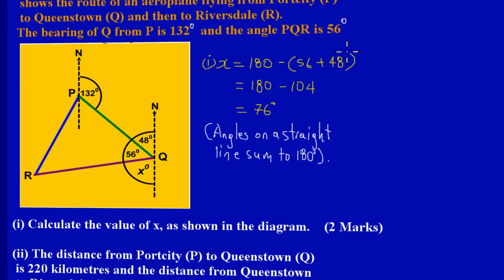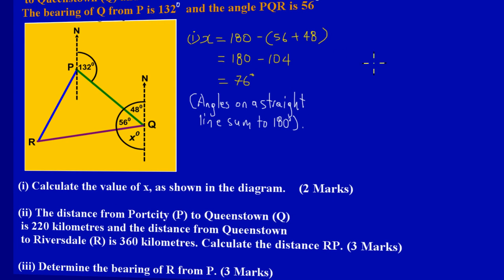Now quickly let's jump into part 2 of this question. Let me just split the screen here a bit. In part 2 they're stating that the distance from Portcity P to Queenstown Q is 220 kilometers. So let's quickly put those values in. They're saying this distance from Portcity to Queenstown is 220, so I'm just going to put 220 kilometers. Now that distance is 220 kilometers.